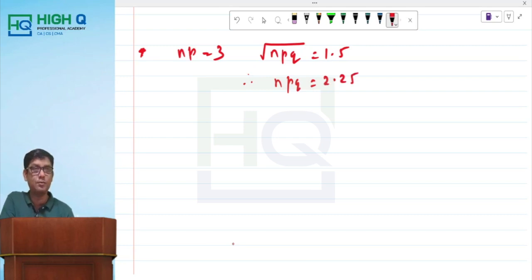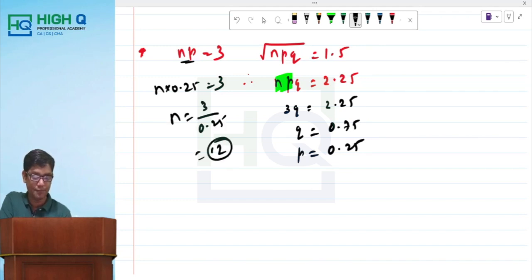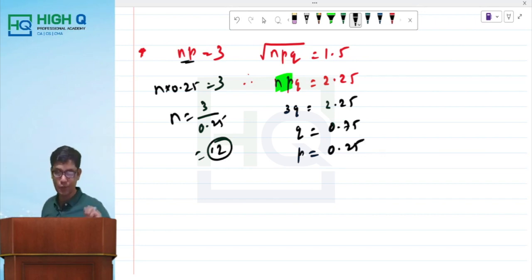Say yes or no? You know what NP is? NP is 3, so 3Q is equal to 2.25. What is Q equal to? 0.75. So what is P equal to? 0.25. Now substitute here. N into 0.25 is equal to 3. N is equal to 3 by 0.25. 12 is the answer. Am I right? This quick you should do.